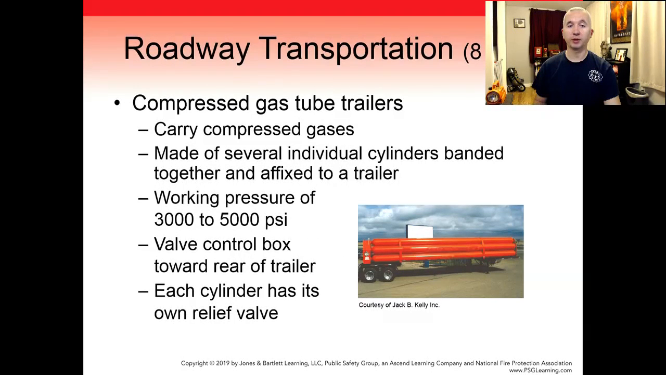Compressed gas tube trailers. These carry compressed gases such as hydrogen, oxygen, helium, and methane. They are high-volume transportation vehicles made up of several individual cylinders banded together and affixed to the trailer. These large volume cylinders operate at working pressures of 3,000 to 5,000 psi. One trailer may carry several different gases in individual tubes, and a valve control box is found toward the rear of the trailer, and each individual cylinder has its own relief valve.